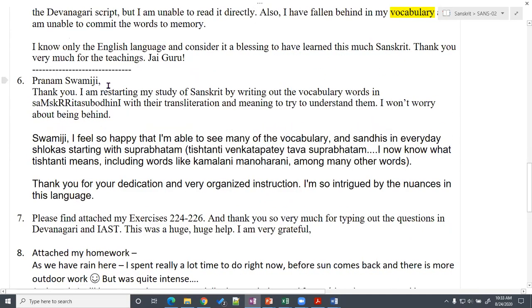Then this was the comment of that person again, that I'm restarting my study of Sanskrit by writing out the vocabulary words in Sanskrit Subodhini with their transliteration and meaning and try to understand them. I won't worry about leaving behind. I feel so happy that I'm able to see many of the vocabulary and sandhis in everyday shlokas, starting with Suprabhatam. I now know what Tishthanti means, including words like Kamalani, Manoharani. Thank you.